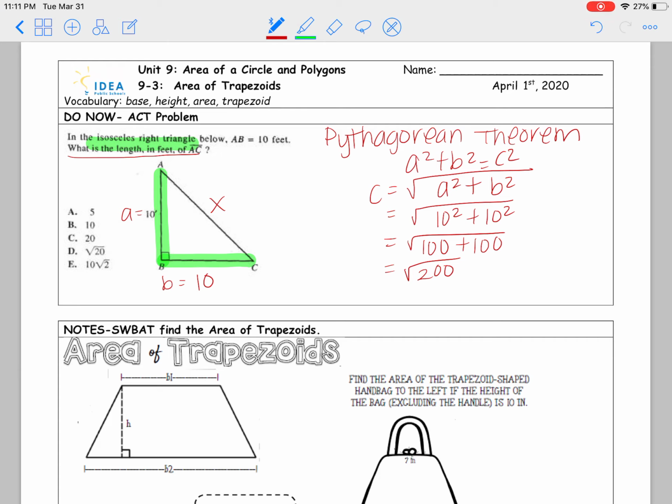In order for us to do that, we are going to be finding the factors of 200 by creating this factor tree. So this is 2 times 100 gives me 200. 100 is the same thing as 2 times 50. 50 is the same thing as 2 times 25. And 25 is 5 times 5.